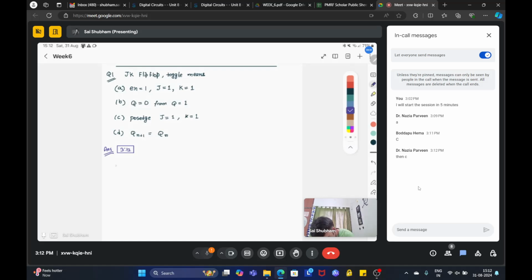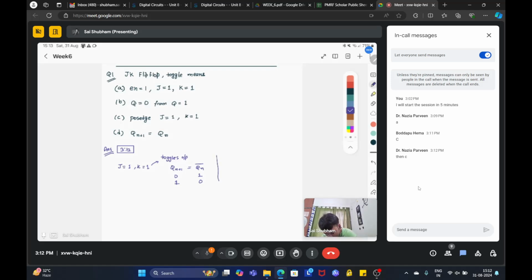There is nothing to explain. When J equal to 1 and K equal to 1, this is the condition when your JK flip-flop toggles the output. So basically Qn+1 will be Qn bar. If this is 1, it will be 0. If this is 0, it will be 1.